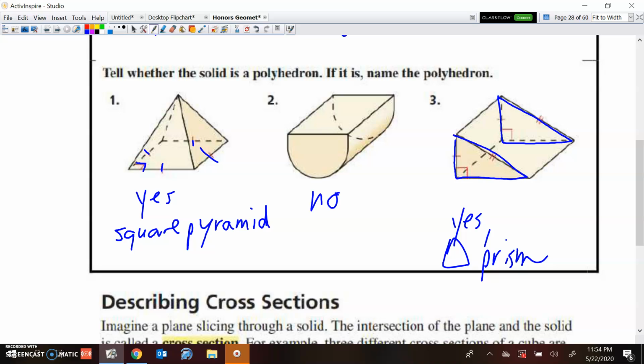In this one, number 3 is really good, because notice when we think of a base, we think of it sitting on the base. Here, it's not sitting on the triangles, but what defines a base is, like we said before, it has to be two congruent parallel faces.